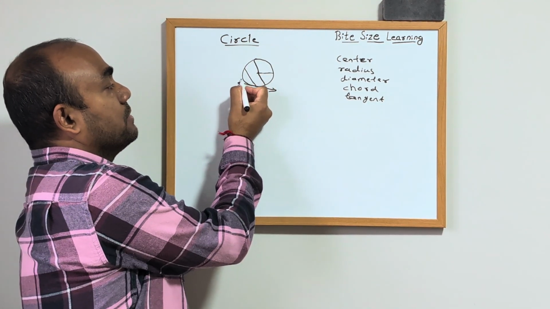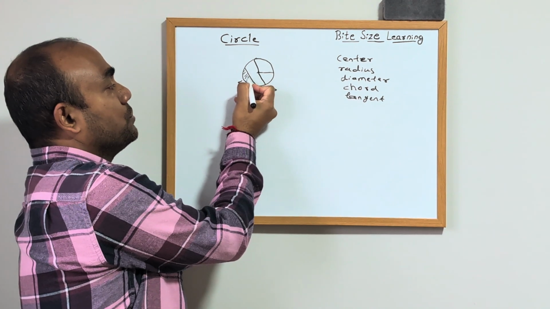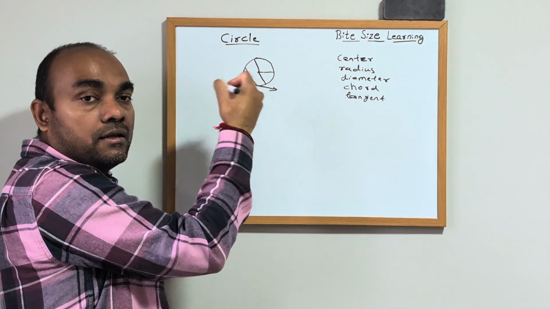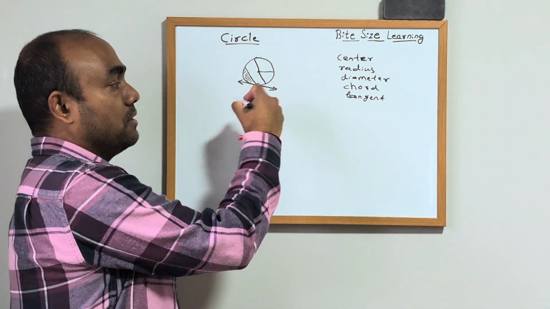This chord, and then this arc, this portion which is between the chord and then the circumference of a circle is called the arc.